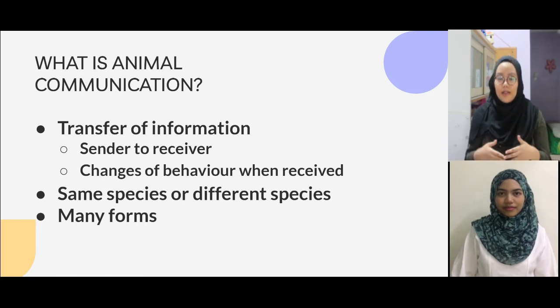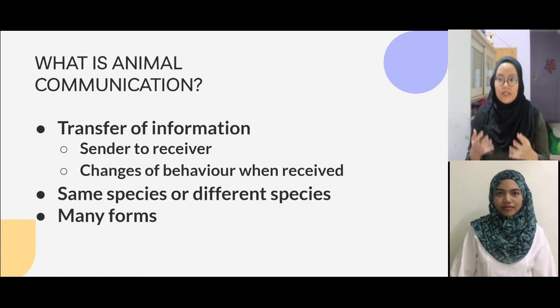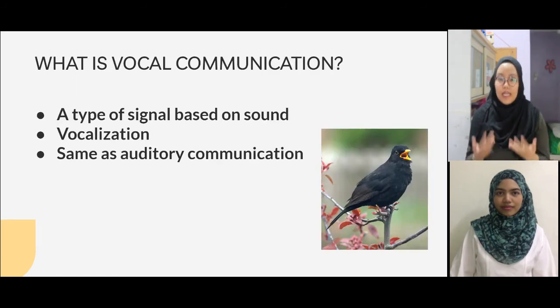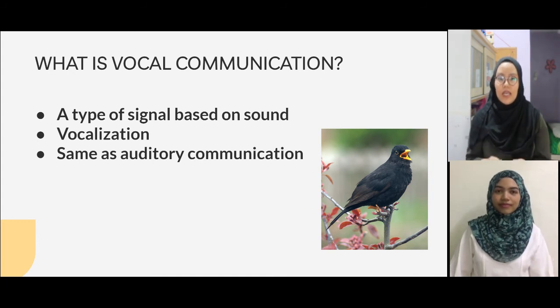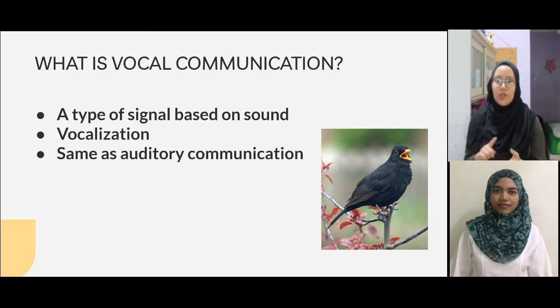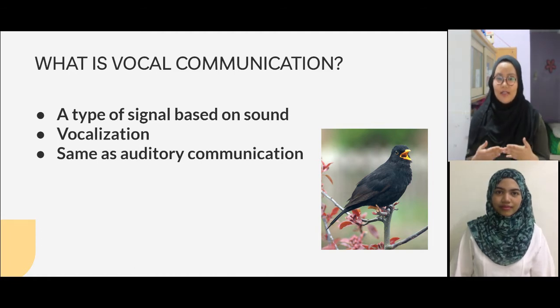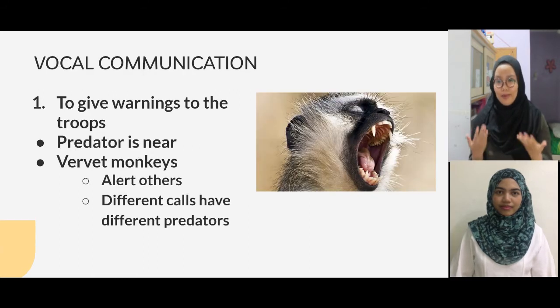Okay, let's begin by explaining what vocal communication is. Vocal communication is a type of signal that is based on sound through vocalization. Most animals communicate using vocalization in order to serve many purposes. Vocal communication is just the same as auditory communication, as the animals use the auditory system to hear and be alerted by the sound that was made by other animals. The main reason why they use vocal communication in daily life is to give warnings to the other members of the troops.